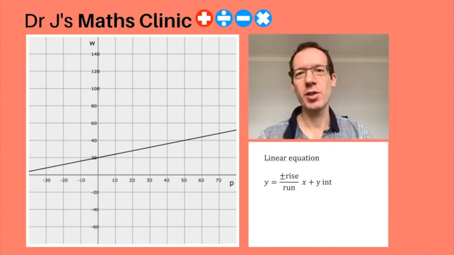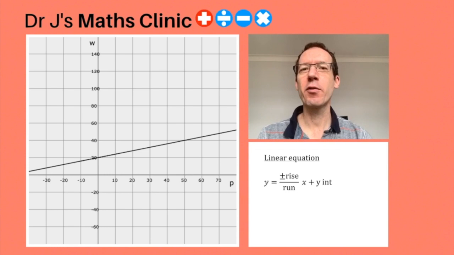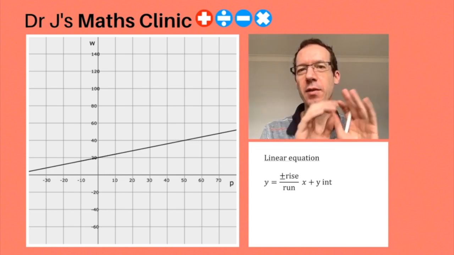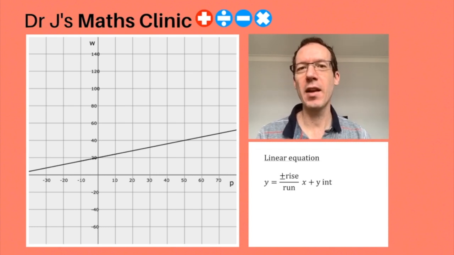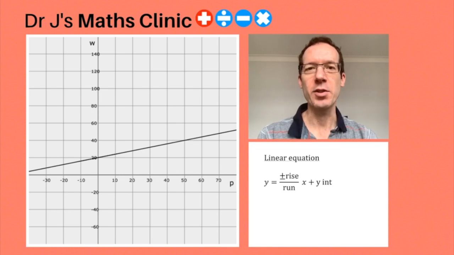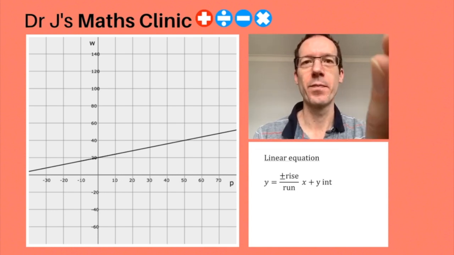Again, clearly a straight line graph. A little bit different than the other one because this one's going up instead of down, but otherwise same story. We're going to use the same formula. We're going to go through the same process, and hopefully you'll see how easy this is.